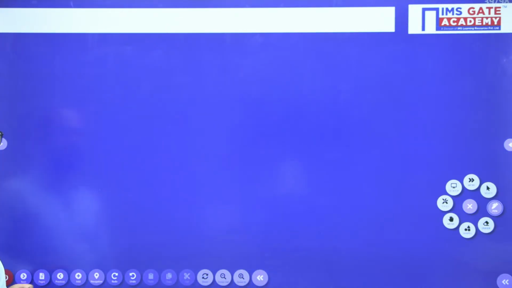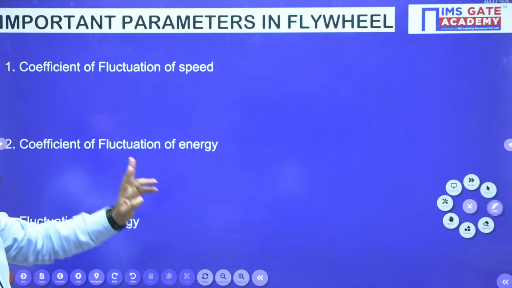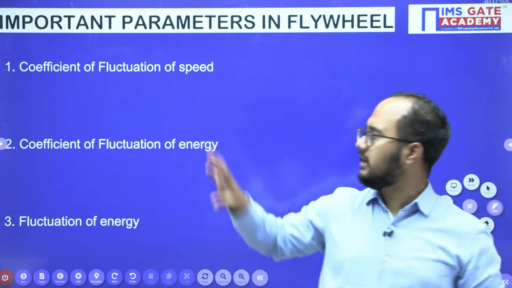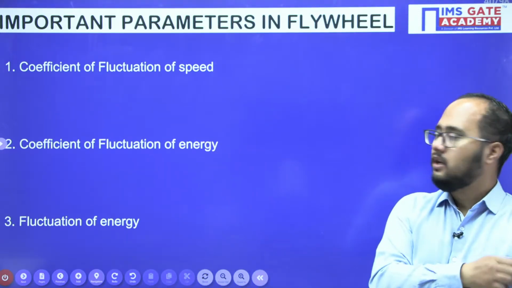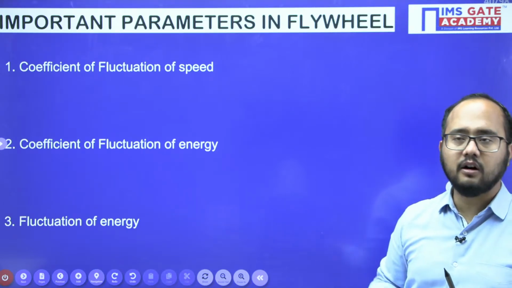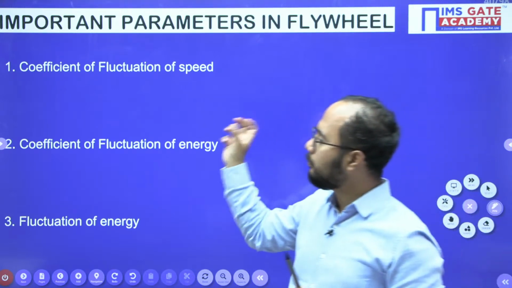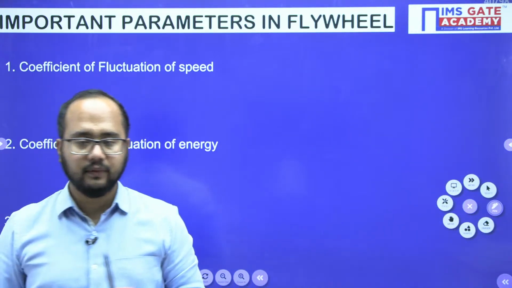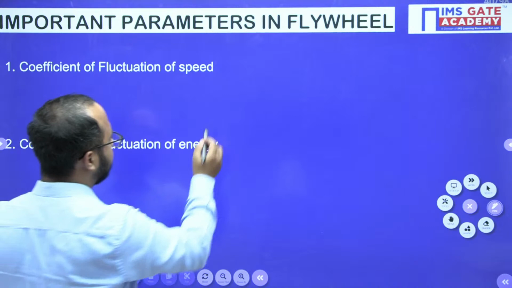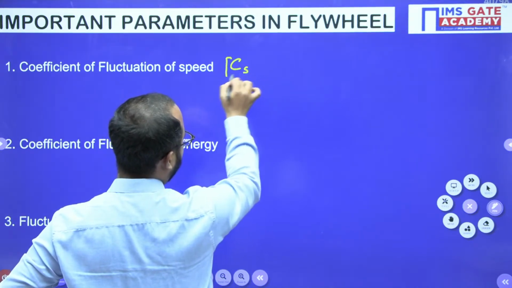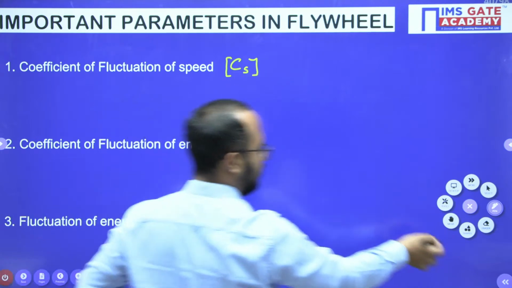Okay, now the points are clear. Now, important parameters in the flywheel that we should remember, because in the question language they will give such important information like coefficient of fluctuation of speed, or in some cases they can also ask directly, but you should remember the importance of each and every term here. So coefficient of fluctuation of speed, they have used the notation CS, actually CS they will use here.